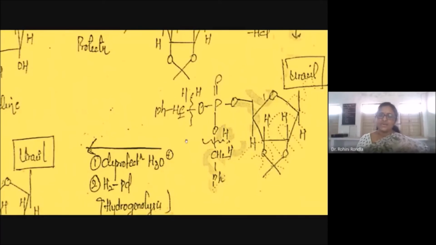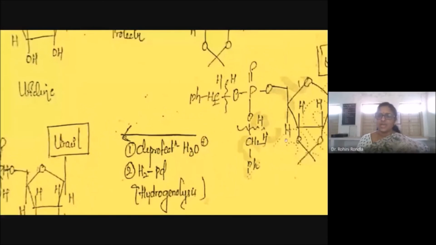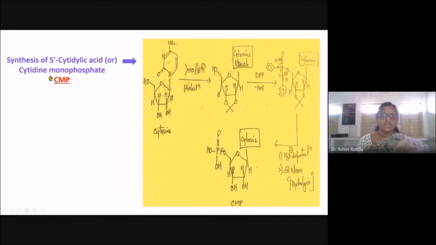See here, phosphate group is attached here. Then we are doing hydrolysis and hydrogenation. Hydrolysis ఏమైంది, this cyclic oxygens converted into OH groups, and this PHCH2 combines with one hydrogen and leaves as toluene. So we are getting monophosphate. Only one phosphate group is attached at this oxygen group. Okay, and uridine monophosphate. And the next one is synthesis of 5-cytidylic acid or cytidine monophosphate or CMP.